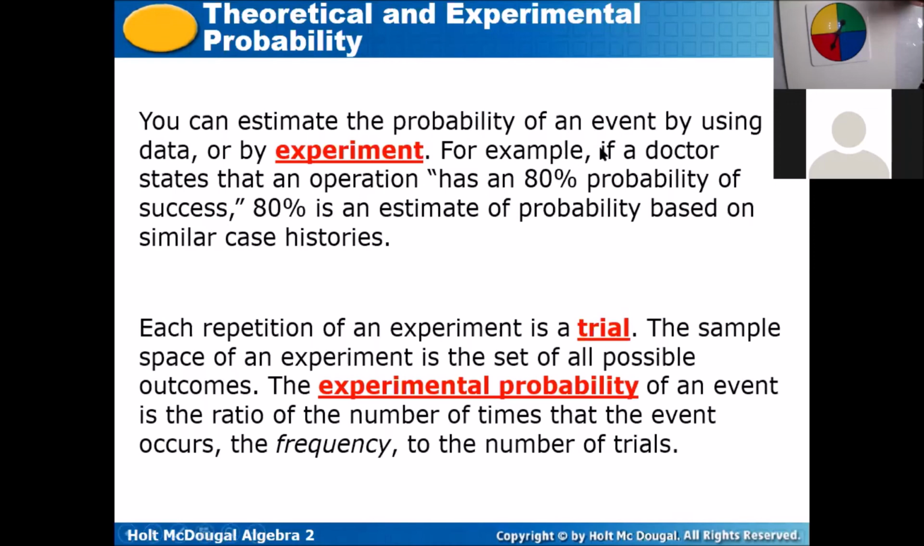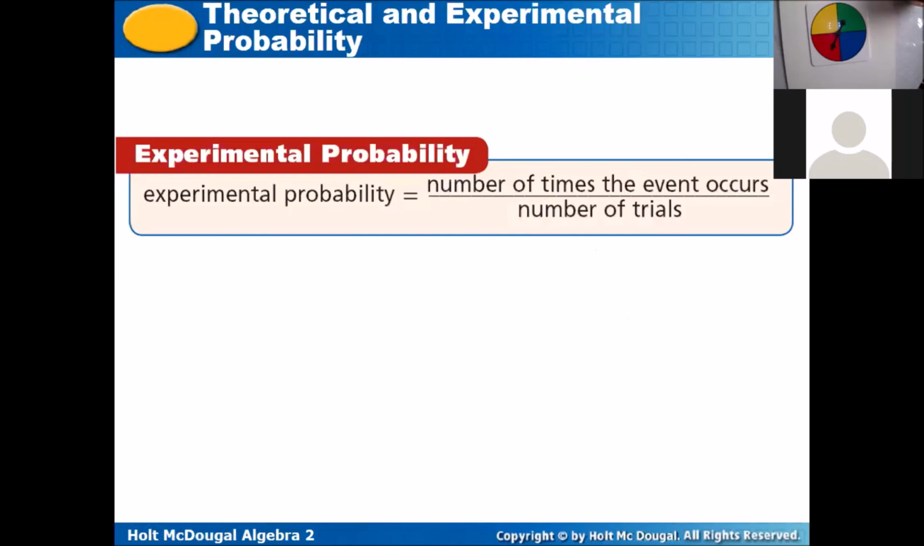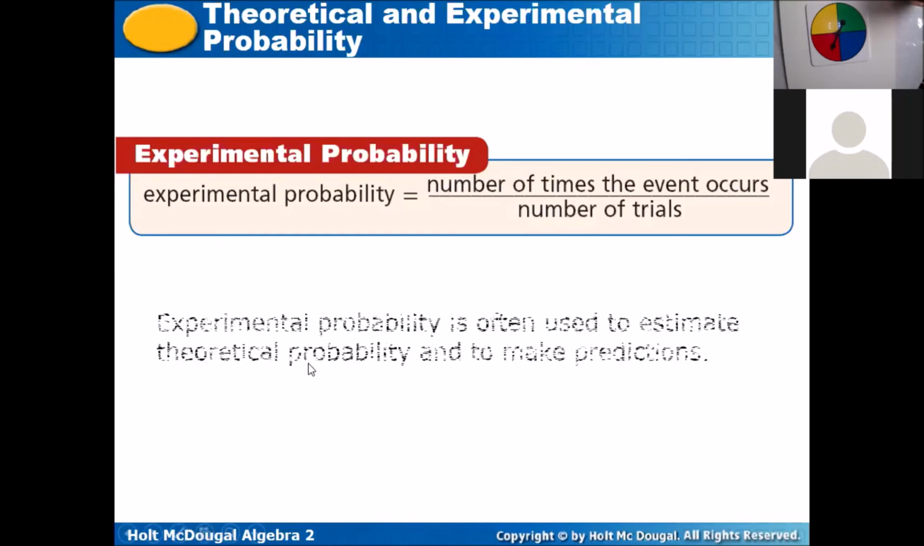So it says you can estimate the probability of an event by using data or by experimenting. For example, if a doctor states the operation has an 80% probability of success, its estimated probability is based on similar cases. So basically, how many times was the surgery done? This is what they think is going to happen, but when we actually do the surgery, that would be the experimental probability, okay? So when we do the experiment, that's what's going to determine whether it actually comes out to be what we expected it to be or not, okay?